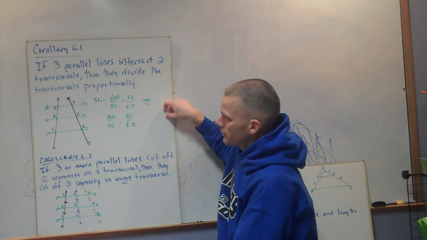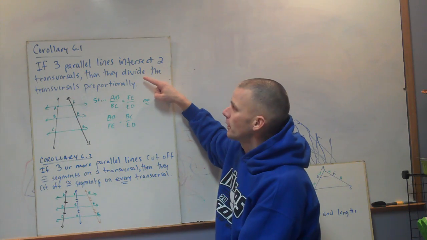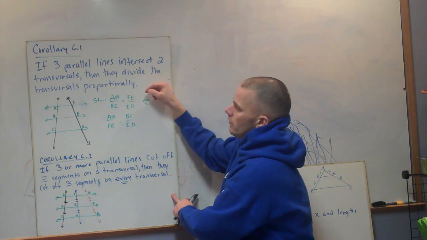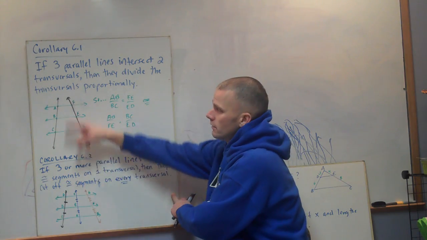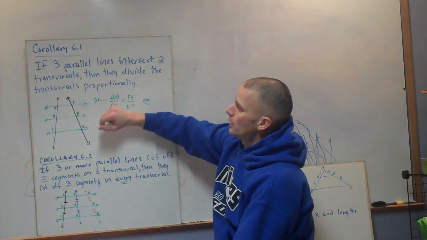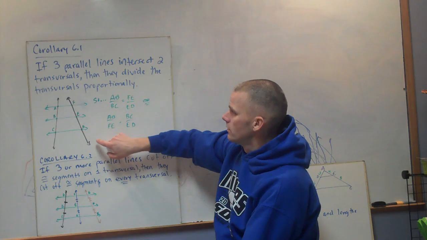Couple of quick corollaries. Corollary 6.1. If I have three parallel lines that intersect two transversals, so here my green lines are the parallel lines, the black lines are the transversals, then those parallel lines divide the transversals proportionally.